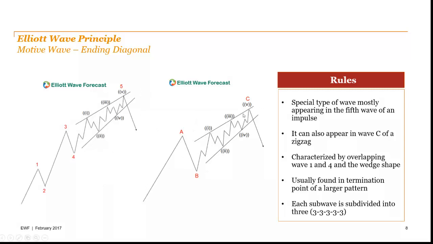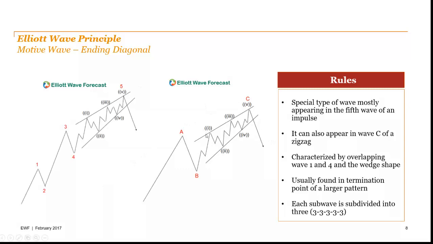So in this case, we show you an example in which the subdivision of this wave 1 is in 3 waves. 3 waves here, 3 waves, 3 waves, right? So you can see 3, 3, 3, 3, 3, converging, overlapping 4 and 1 within wave 5, a diagonal. Or in the C leg of a zigzag, 1, 2, 3, 4, 5, everything is in 3, overlapping 4 and 1, converging like a wedge, is a diagonal.